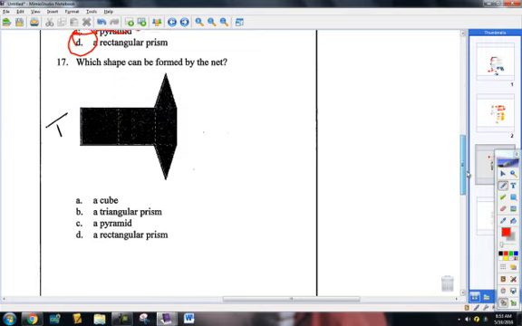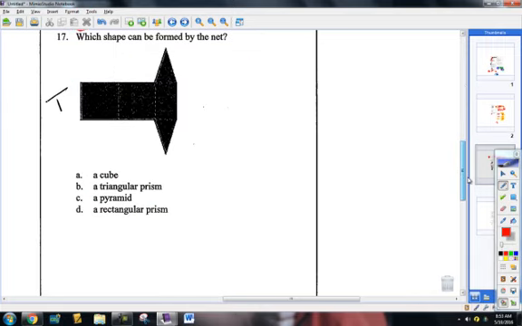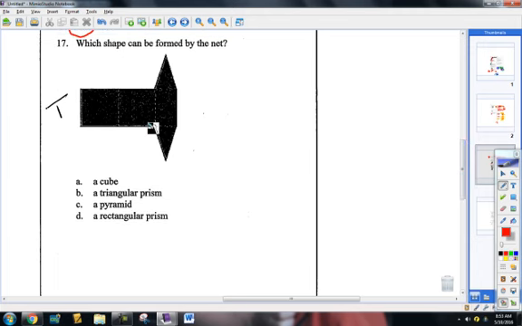Okay, letter D. All right, which shape can be formed by this net? Now, I think your copy was better. You could actually see the lines in between, right, guys? Yeah. And I think it's something like this. No. Nope. Oh, no, I'm sorry. Yeah. I got you. Yep. One right there, right there, right there, right there.